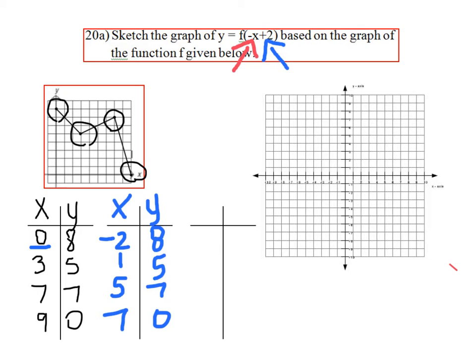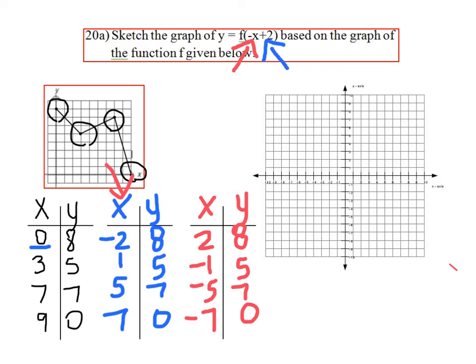Now, why it looks like a shift right instead of a shift left is because now I have to apply the negative. So everywhere I see an x, I'm going to put a negative. I'm going to flip the sign of everything in this column. So I'll have a 2, a negative 1, a negative 5, and a negative 7, and an 8, a 5, a 7, and a 0.